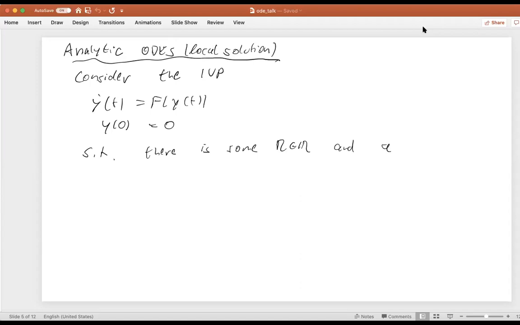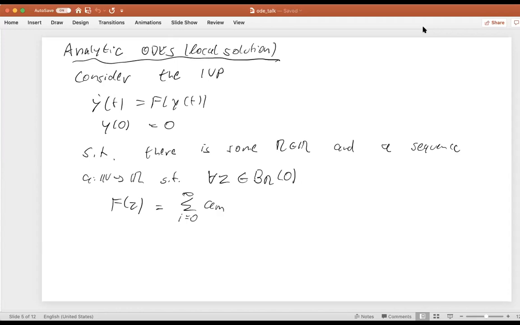So some sequence A such that for all Z in a ball of radius R around 0, F is given by the power series. Then we have an existence result for a local solution.